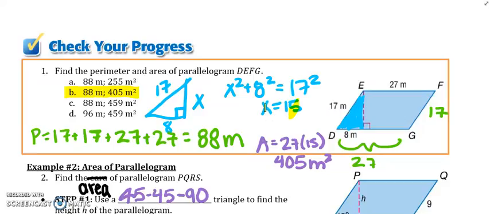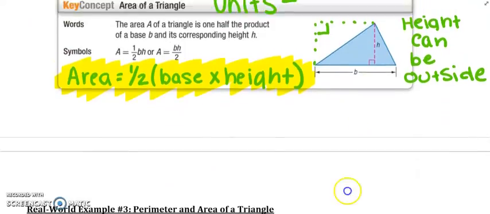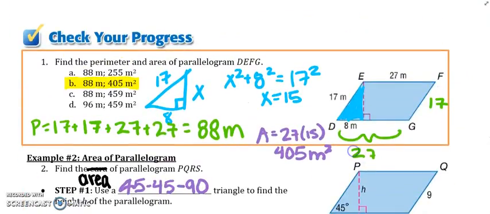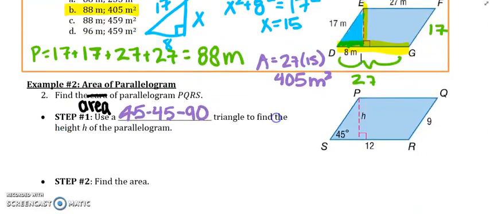Did Pythagorean theorem to find the height there. And then use that as the height there to find the area, and my base is 27, height is 15, because base and height always have to be perpendicular. And that is my area, and remember that's going to be units squared.